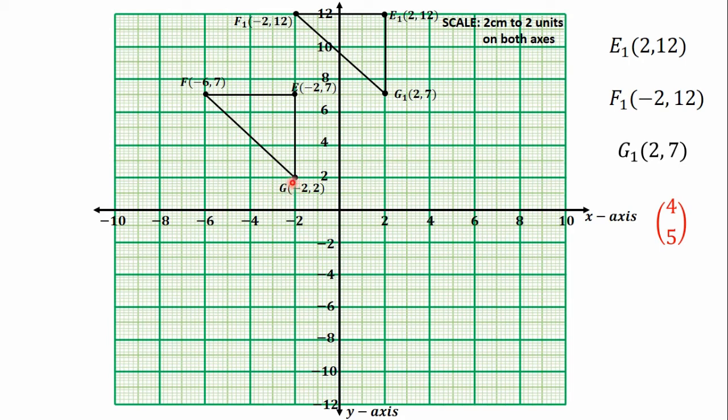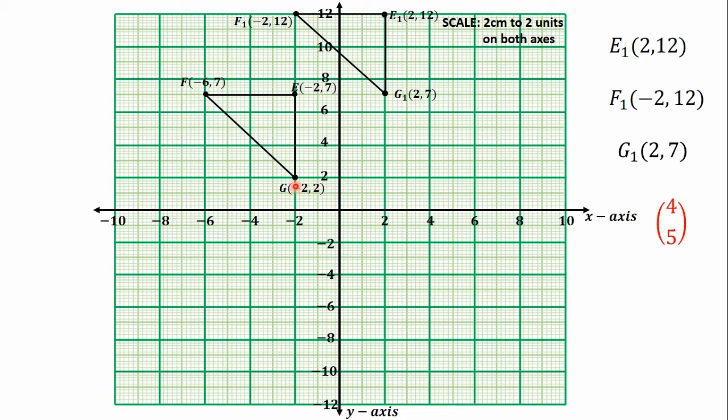So if we take the point G with coordinates minus 2, 2, to find the image of G, which is G1, we have to move the point G 4 units towards the right along the x-axis, then 5 units upwards along the y-axis. The scale we are using is 2 centimeters to 2 units on both axes. So it means that 1 centimeter is 1 unit. So when we move point G from this point to this point, we have moved it 1 unit. When we move it from this point to this point, we have moved it another unit. When we move it from this point to this point, we have moved it another unit. So let's try that and see.